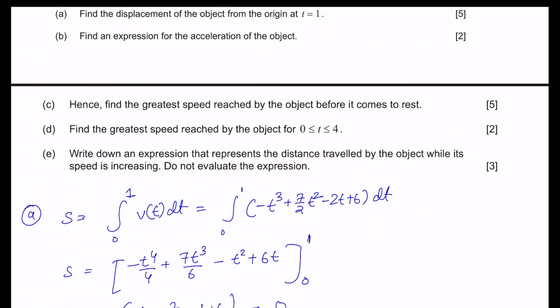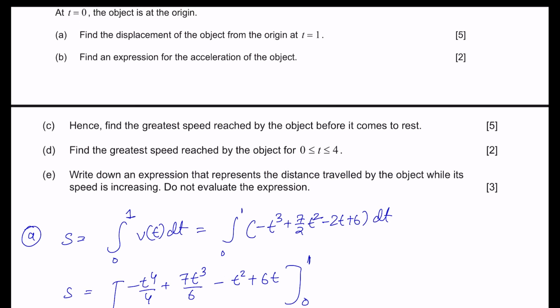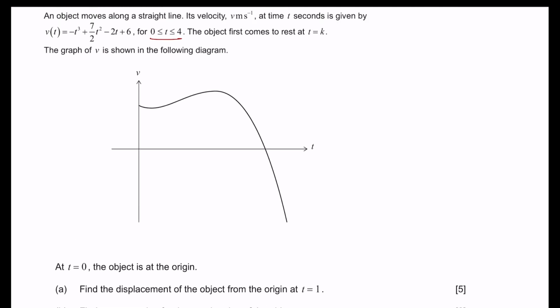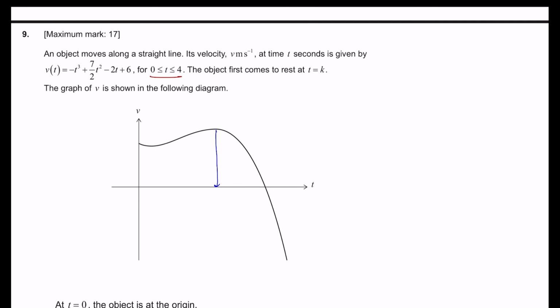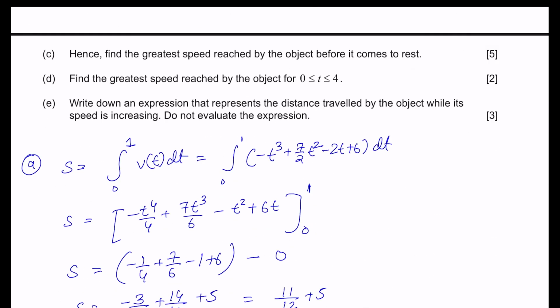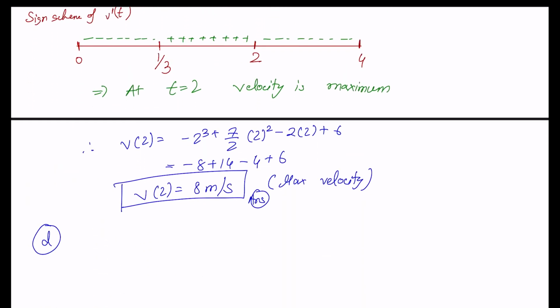Now moving on to part D. We have to find the greatest speed reached by the object for 0 to t to 4. Right. So in this curve, what's the greatest speed? So greatest speed means its speed would be mod of vt. Right. So we have to find at which value we have the greatest magnitude of velocity. So one you have already found out, that is this value. Right. This is 8 meters. But we can also check the boundary condition, which is here. Right. And this is occurring at t equals 4 seconds. So let's try to find out the velocity at 4 seconds, see if the magnitude there is greater than 8 or less than 8.